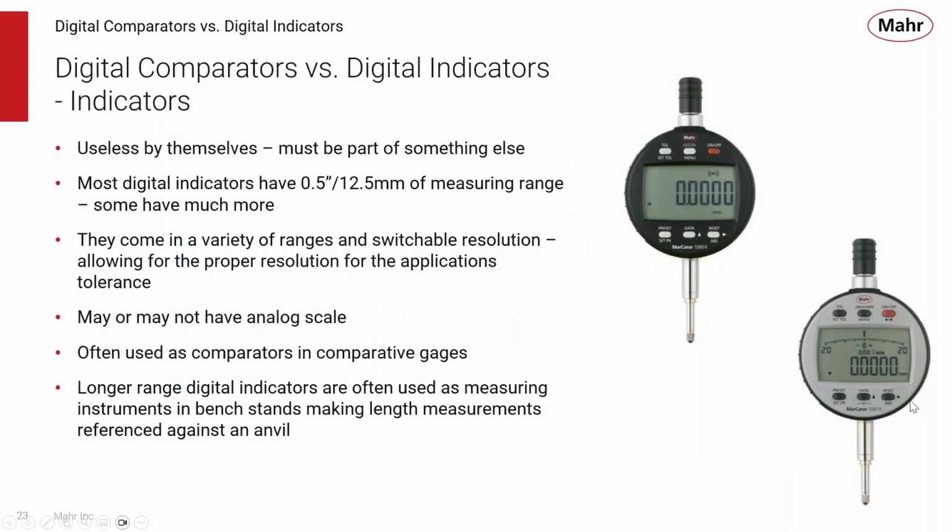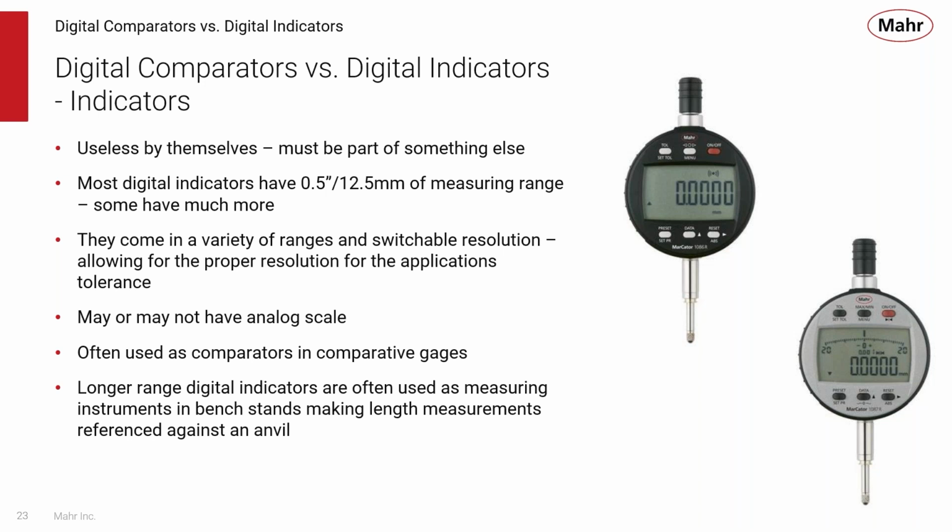When you're talking about digital indicators versus digital comparators, you have to remember both are pretty much useless by themselves. They're usually part of a larger gauging assembly, typically a comparative style gauge. Most digital indicators have half an inch of range. Some have much more, as we saw in the previous slide, where some can go out to 4 inches. They come in a variety of ranges and switchable resolutions, allowing them to be more programmable for the exact application that you may have.